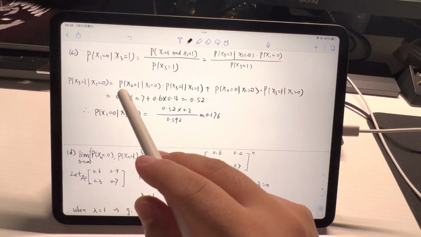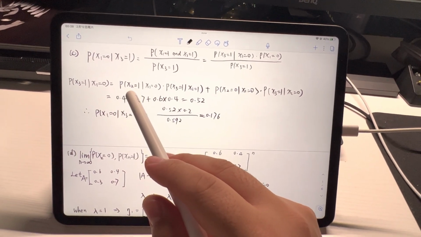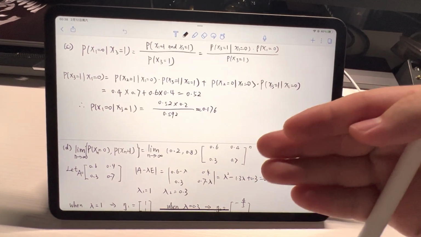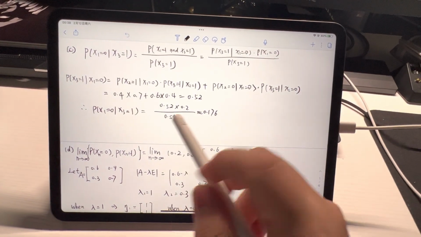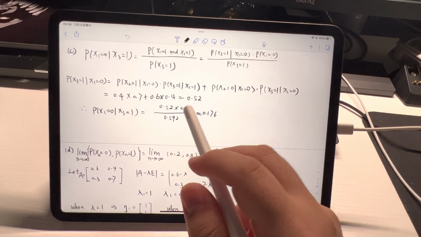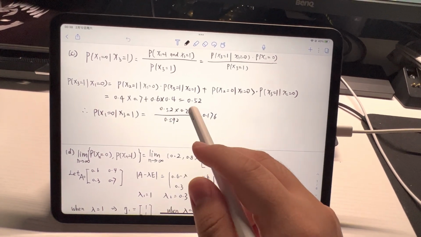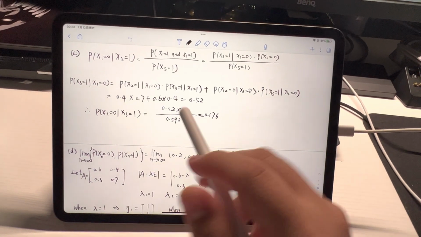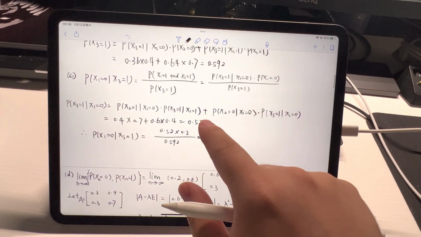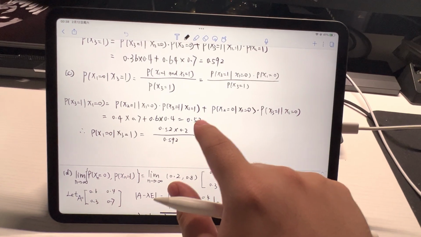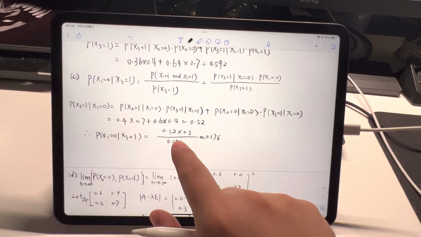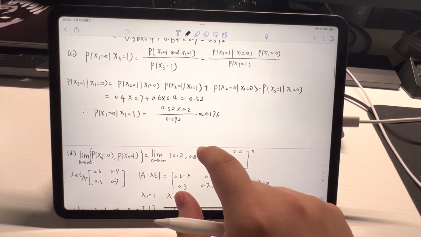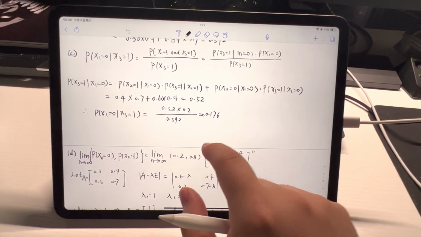So we use X2 as an intermediate step, and then we could calculate the answer, which is equal to 0.52. Then we use this value in this formula and we solve this question, and the result is 0.176.